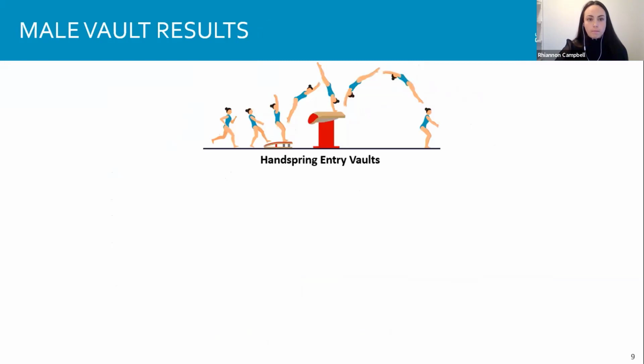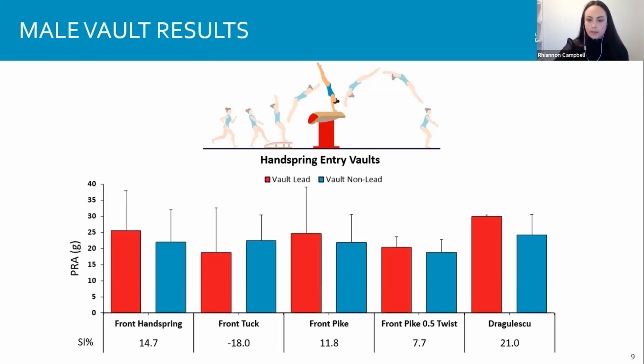So moving on to the male vault results. Now, the males performed two different types of entry vaults. So we've got handsprings and Sukahara. We'll start with the handsprings here. So during a handspring vault, a gymnast will take off from the springboard and contact the vault in a forward entry position. Now, in a handspring vault, there's only one hand contact that occurs, so we only analysed that one hand contact. So here's our results again.